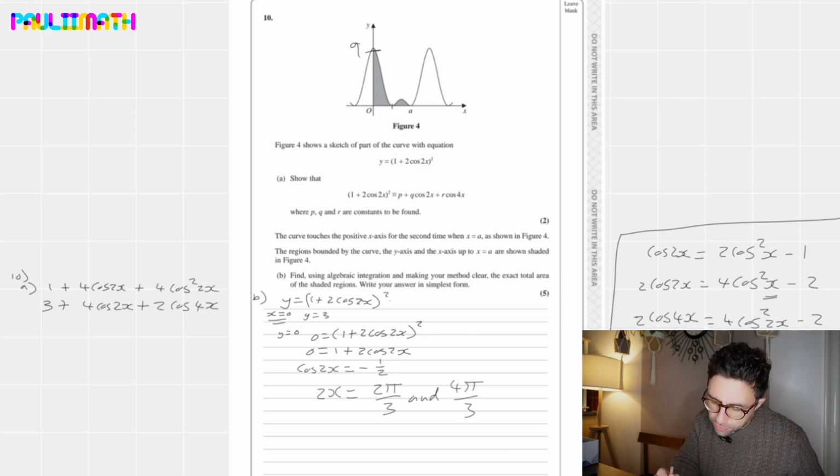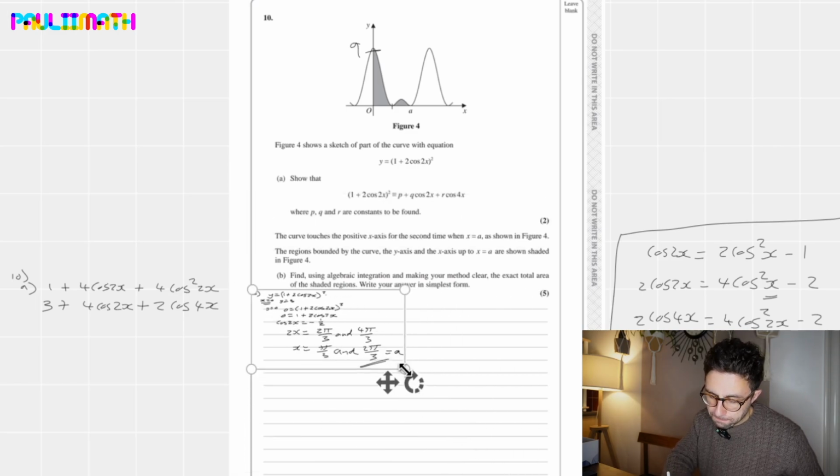Do we need to do anything else? Probably not. Because you've got your... yeah, it's the second one. It's the second time when it hits. The second positive place when it hits 0 is A. Okay, so divide by 2 now. Pi over 3 and 2 pi over 3. So this one has to be A, the second one.